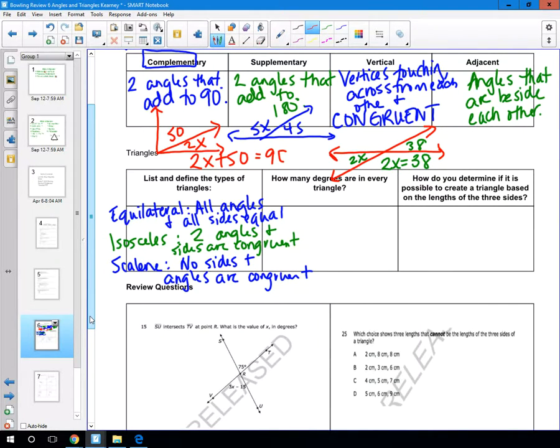Okay. Next, how many degrees are in every triangle? So if you remember when you were forming, we took triangles and we cut off the corners and we put them together. Those corners made a straight line. So we learned that all angles in a triangle add up to 180 degrees.